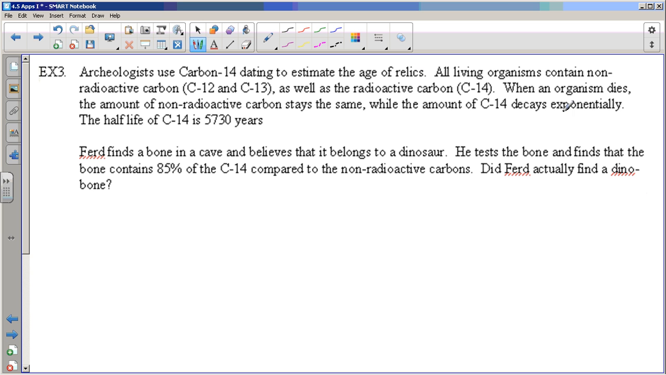And so when an organism dies, the amount of non-radioactive carbon stays the same while the amount of C14 decays exponentially. And they use this idea of how much C14 is around to see how old bones are. So Ferd finds a bone, of course he does, in a cave and believes that it belongs to a dinosaur. He tests the bone and finds the bone contains 85% of the C14 compared to the non-radioactive carbons.